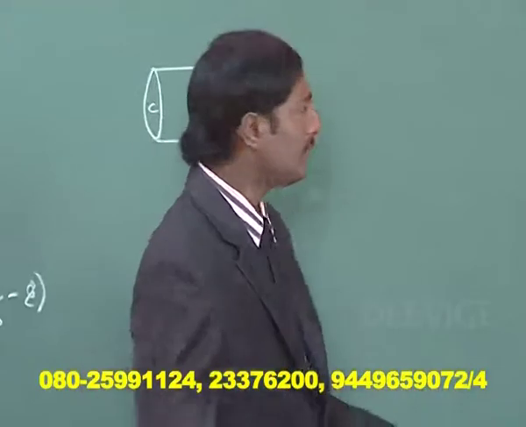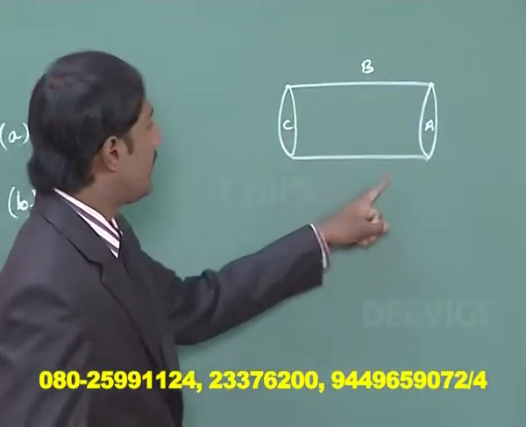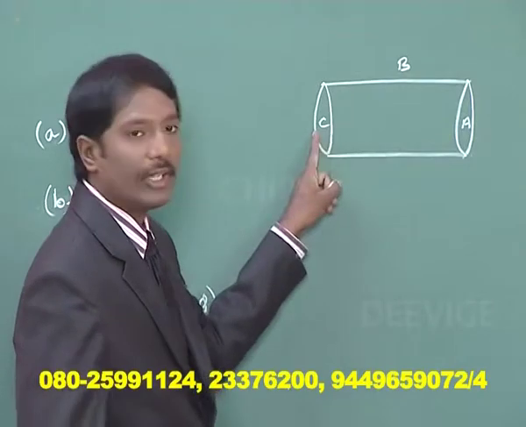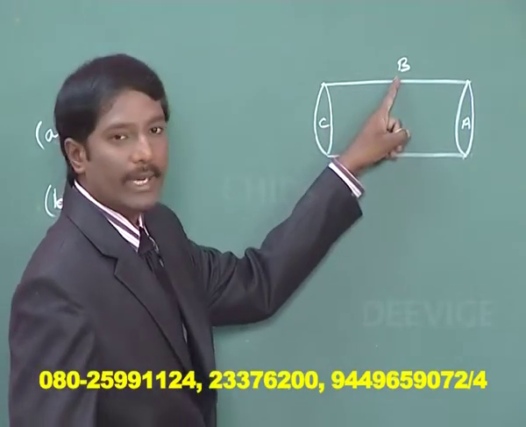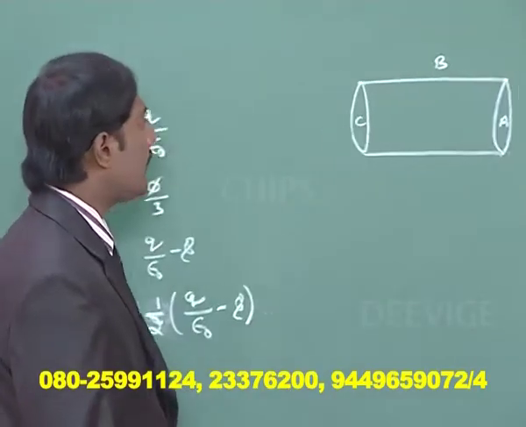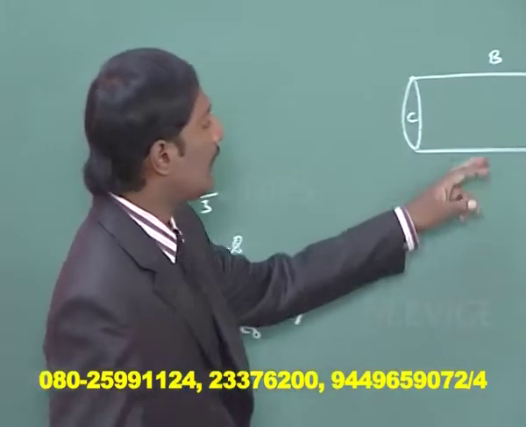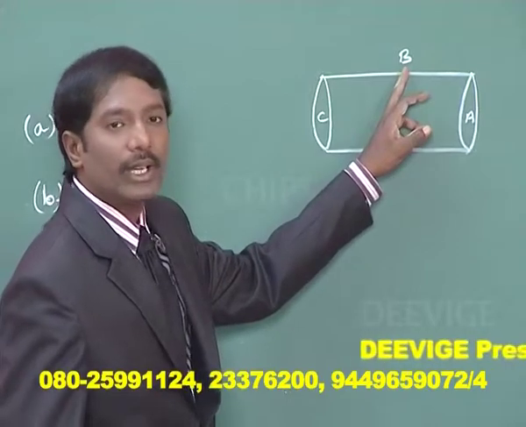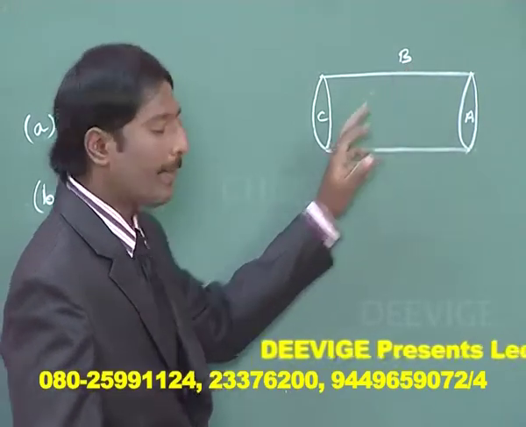The diagram is like this. They have given a hollow cylinder with two flat surfaces and one curved surface. The two flat surfaces are A and C, and the curved surface is B. They are asking to calculate the electric flux through the flat surfaces, A and C, and they have given the flux through the curved surface B as phi.